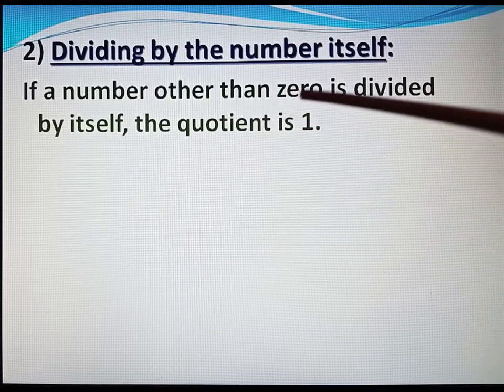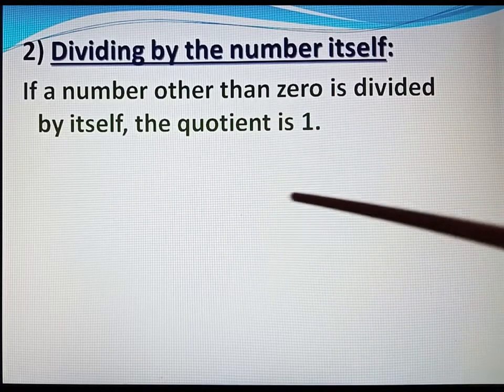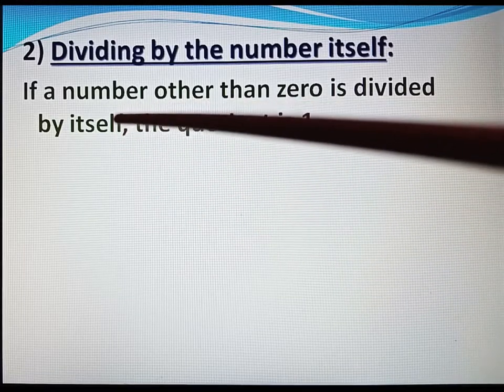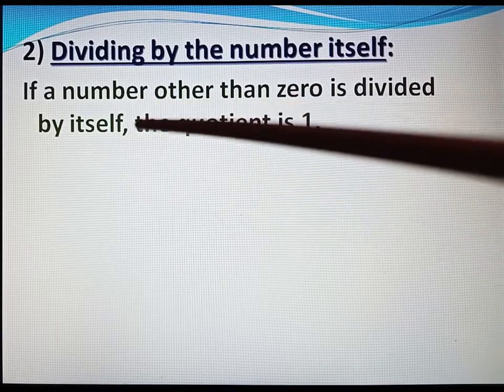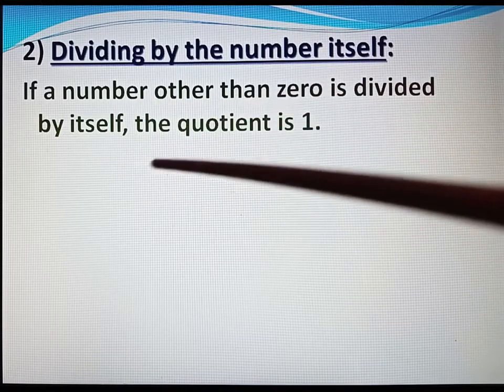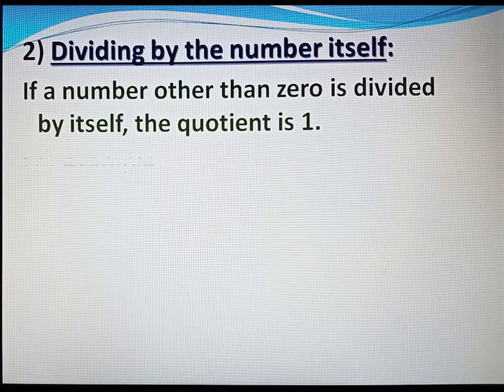If a number other than 0 is divided by itself, the quotient is 1. See, अगर हम किसी भी नंबर को डिवाइड कर रहे हैं सेम उसी नंबर के साथ, बट दैट नंबर शुड बी अदर देन 0, then quotient is 1. See, I will explain you by an example.